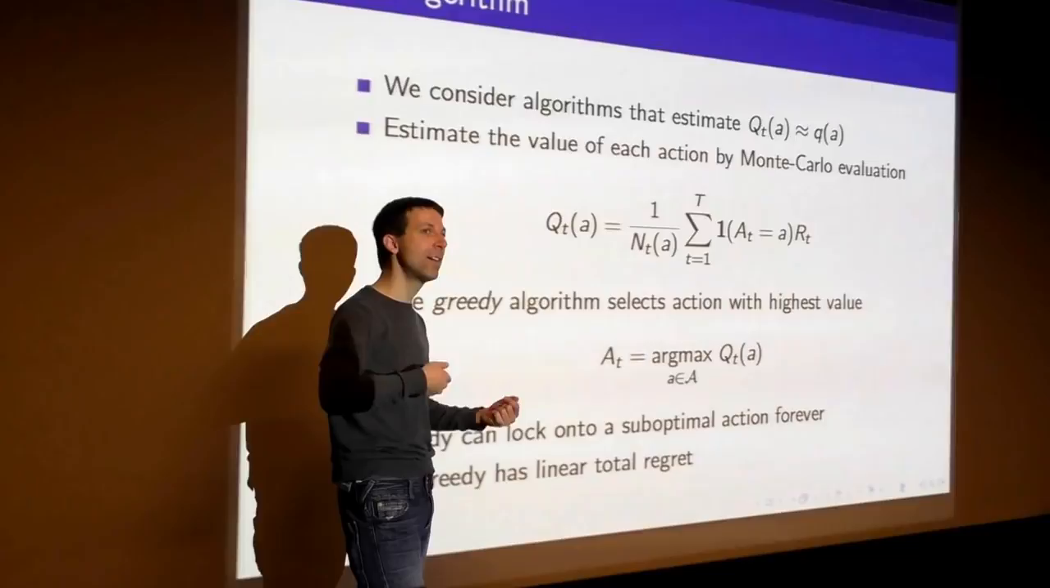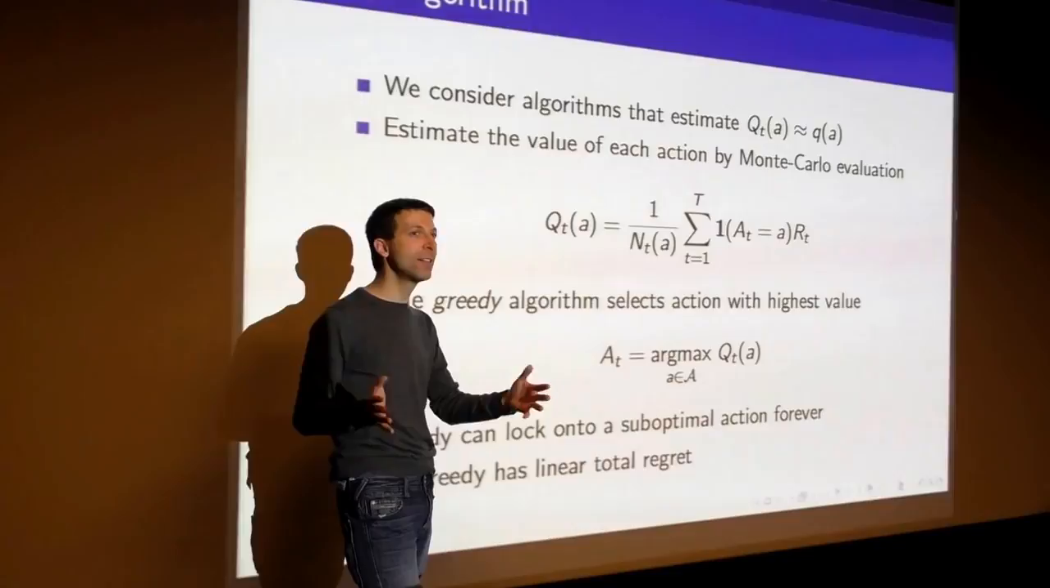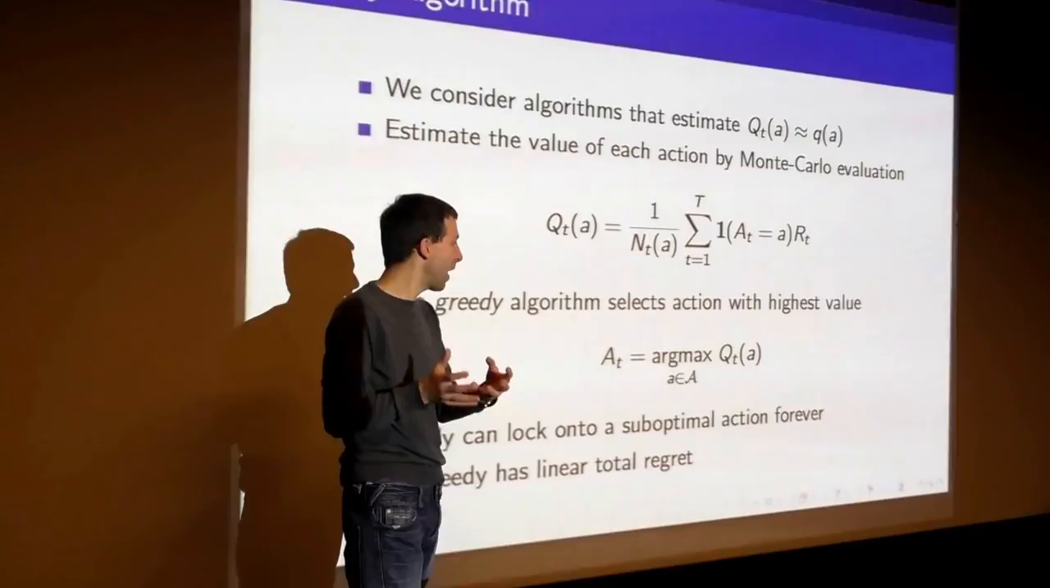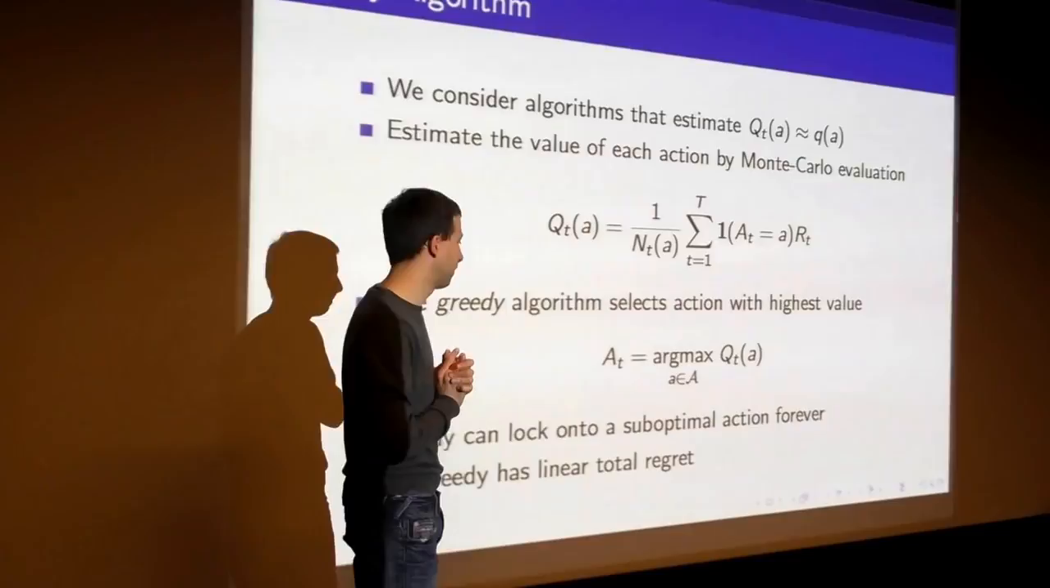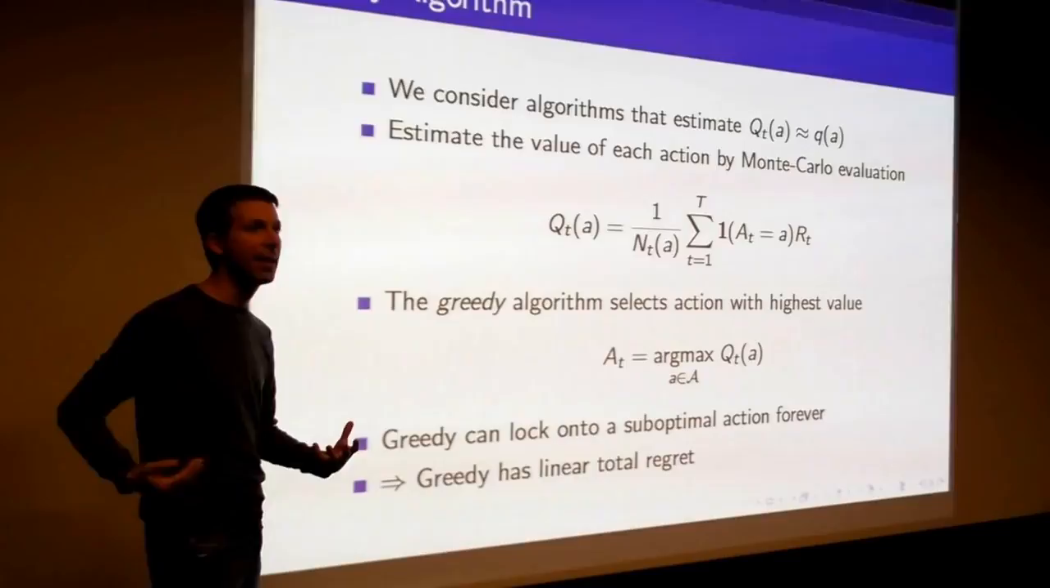If you can do the wrong thing forever, that means at every step, forever, you're going to incur the loss, the regret, for taking the wrong action. So you're going to get that gap again and again. Okay? So it should be clear that greedy has linear total regret. You're making the same mistakes repeatedly forever with some probability.